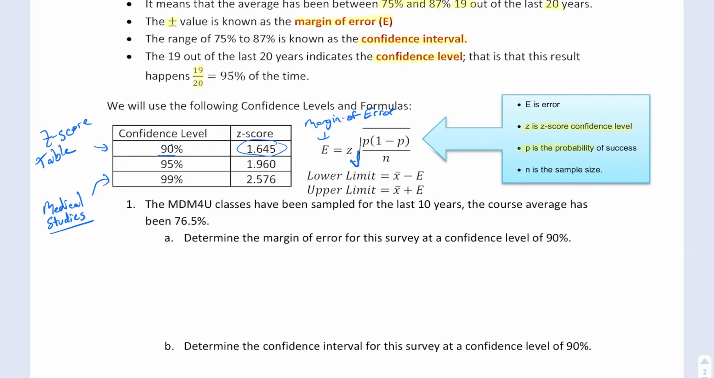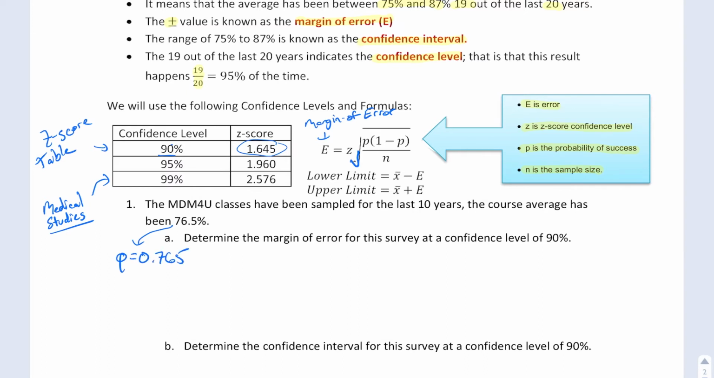So basically we have the Z value, which is the Z-score confidence level, and that has to be given within the question. And then we have this P, which is the probability of success within the example. E is our margin of error, which we talked about, and N has to do with the sample size. And just like before when we were doing sampling, the greater the sample size, the more confident you are generally in your results.